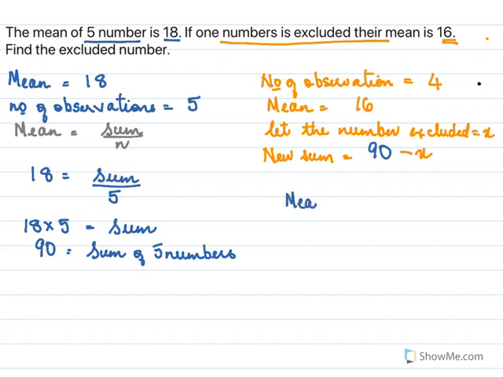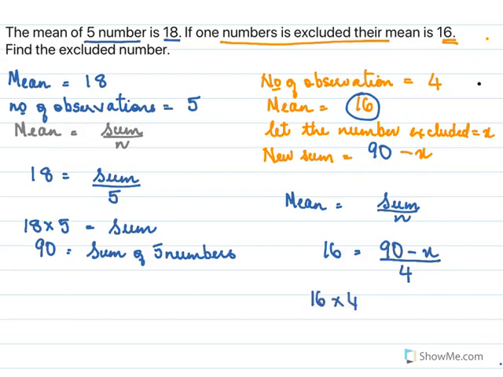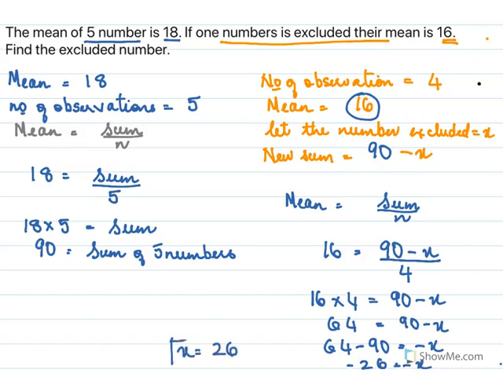So mean equal to sum over number of observations. The new mean is 16, so 16 equal to, and the sum we see is 90 minus x over number of observations is 4. So we do 16 into 4 equal to 90 minus x. So 64 equal to 90 minus x. 64 minus 90 equal to minus x, minus 26 equal to minus x. So x equal to 26. So the excluded number is 26.